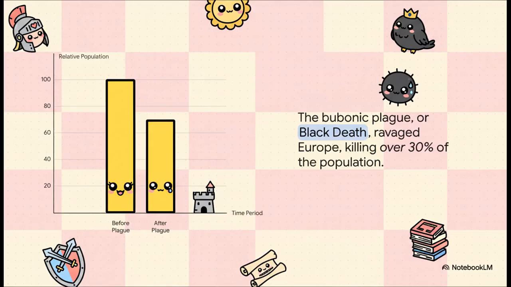But the thing that truly shattered the medieval world wasn't a weapon at all. It was an invisible killer, the Black Death. The plague swept across Europe and wiped out more than a third of the entire population. It's almost impossible to imagine.